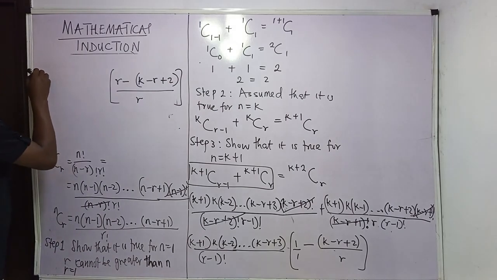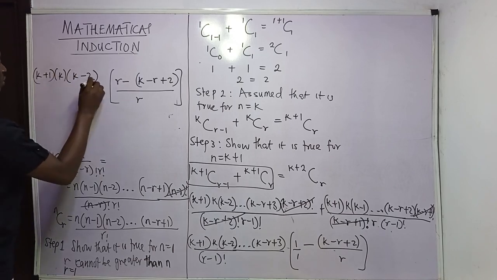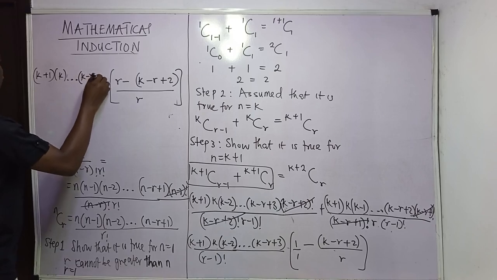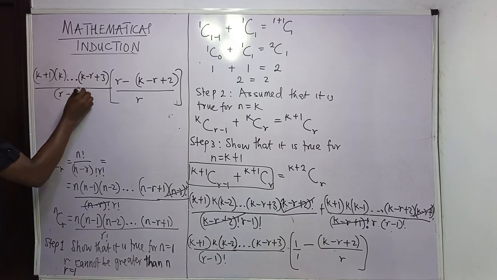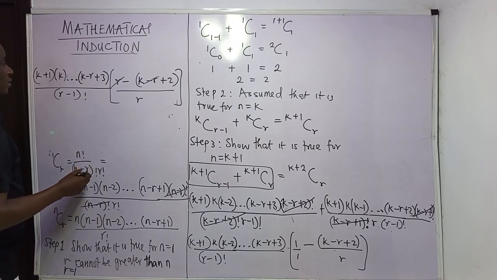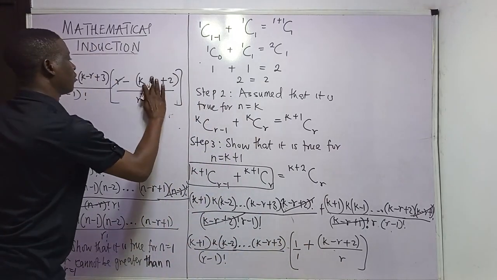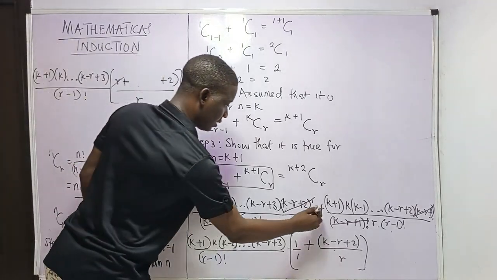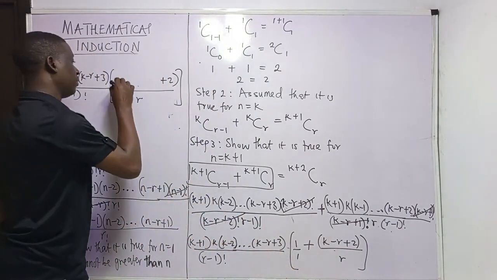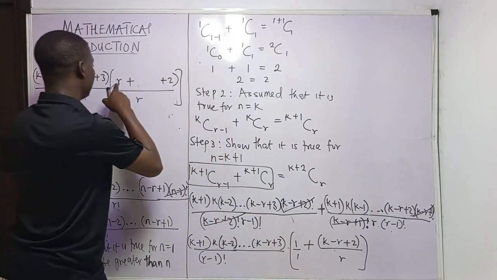Then we are going to have k plus 1 into bracket k minus 2, k, let me stop there, dot dot dot, we have k minus r plus 3 all over r minus 1 factorial. So this one will cancel this one, because it will not be plus. You understand? That will cancel that. Okay, this is plus, sorry, because it's plus that we have here. So r divided by 1 is r, plus r divided by r is 1. But r divided by 1 is r. So that's what I have here.